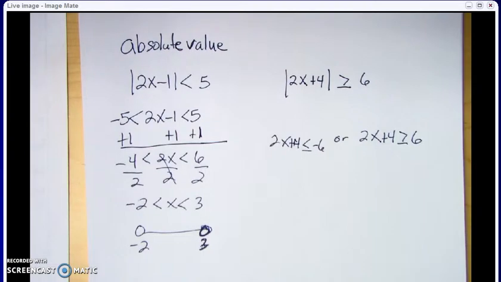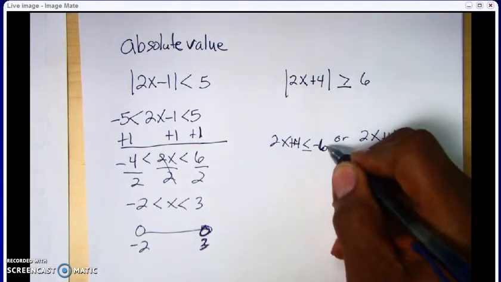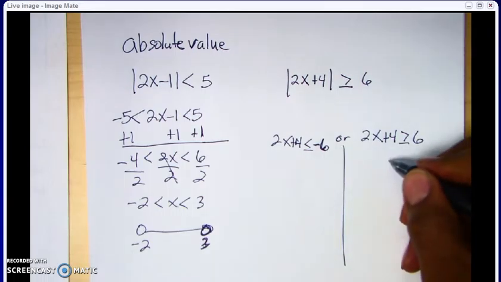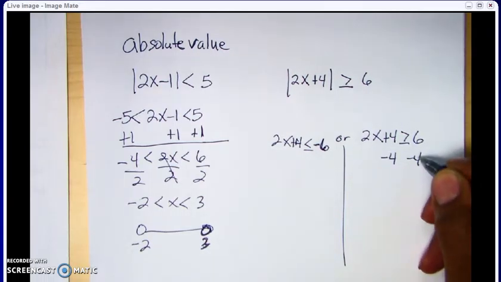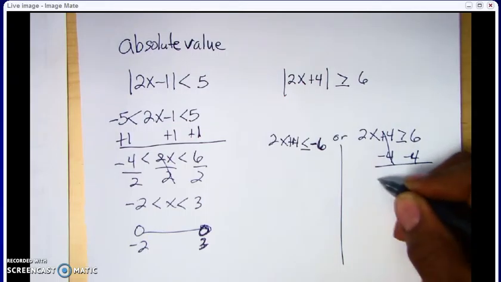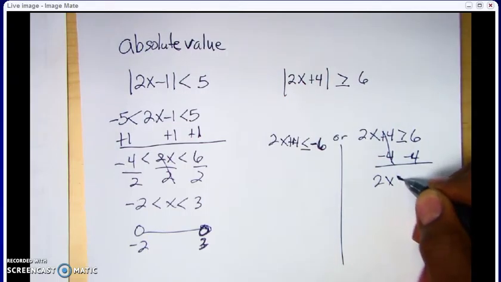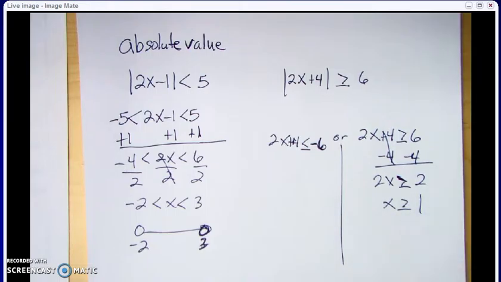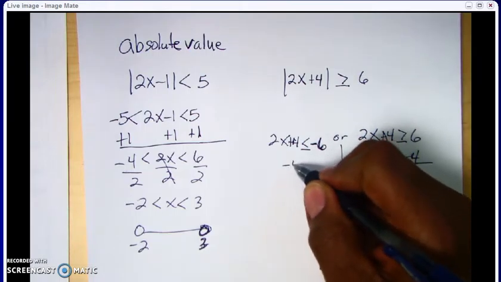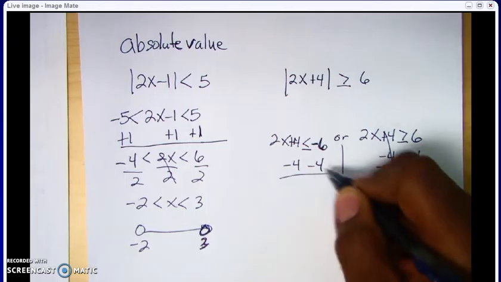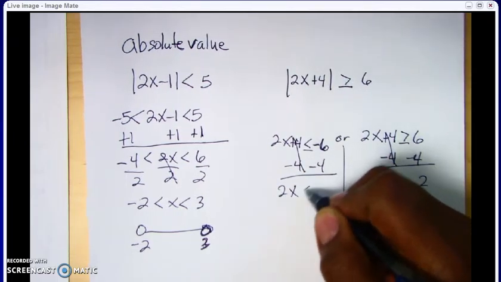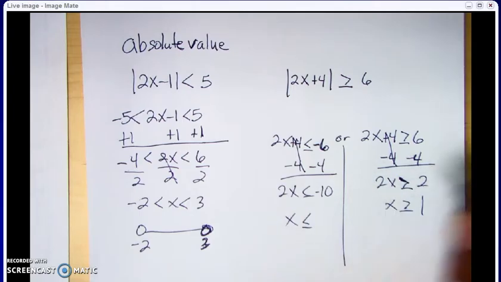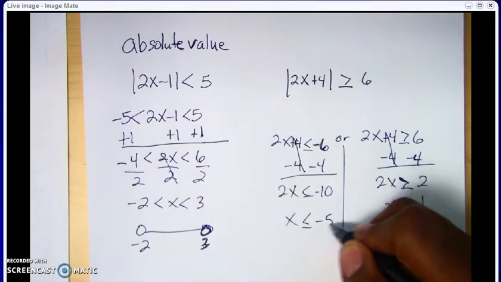So now you've got your two sides that you can work out. And this is an OR condition. So just go ahead and solve this out right quick. Subtract 4, subtract 4. 2x is greater than or equal to 2. So x is greater than or equal to 1. On this side, subtract 4, subtract 4. 2x is less than or equal to negative 10. So x is less than or equal to negative 5.